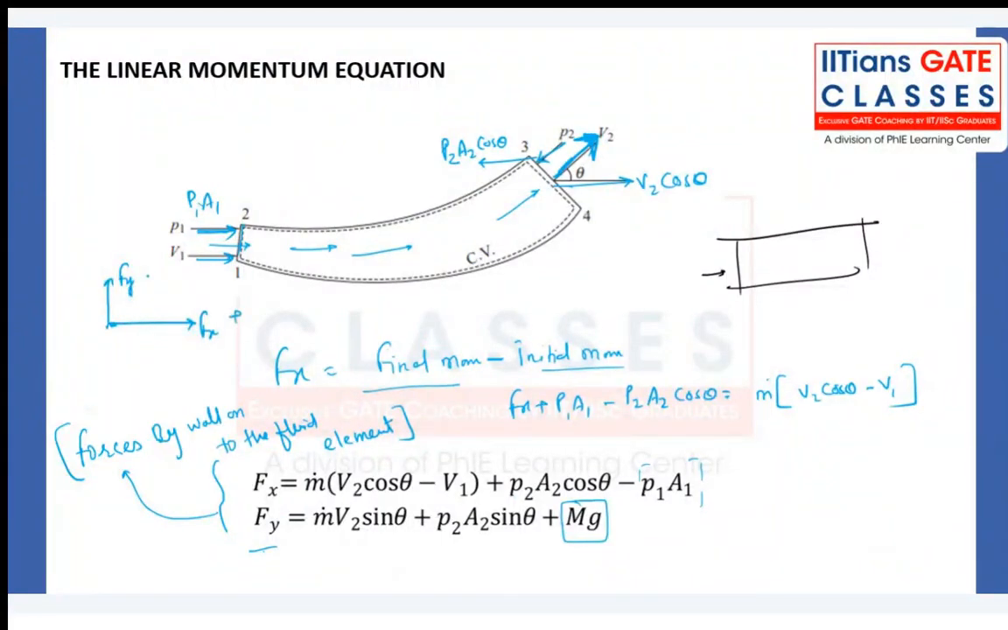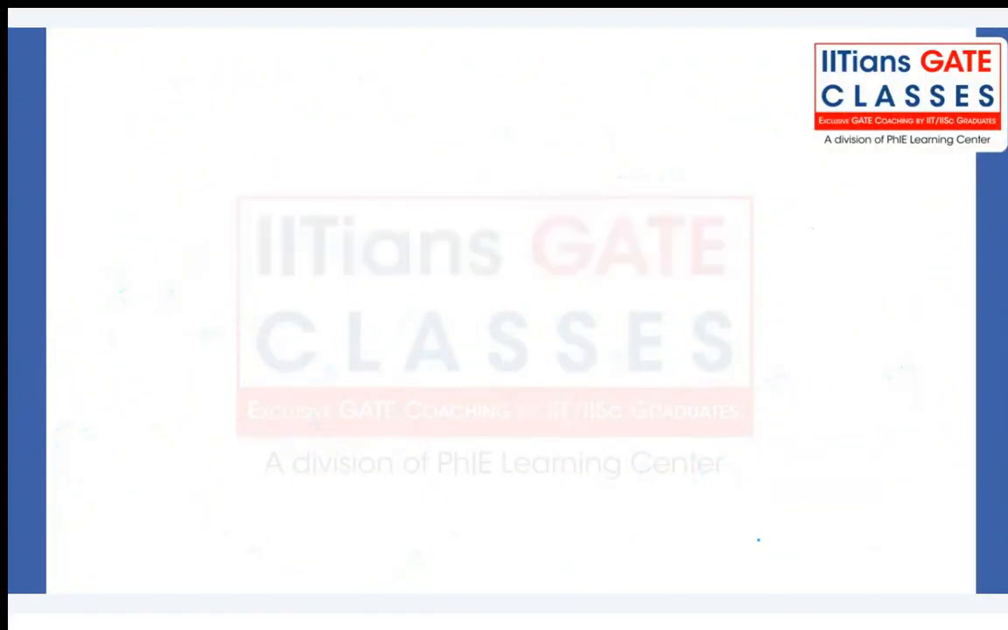If at all weight is acting downward, that has to be negative. So Fy minus mg equals final momentum minus initial momentum. But mg will be taken to the right side, and that will become plus. If the pipe is in the vertical plane, then only this equation is valid. Otherwise, mg will be 0 in a horizontal pipe. Note down the equation very quickly.